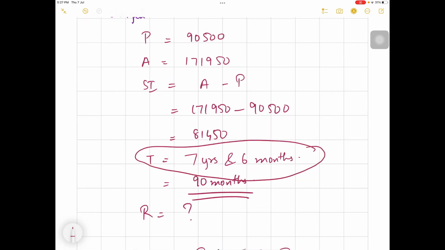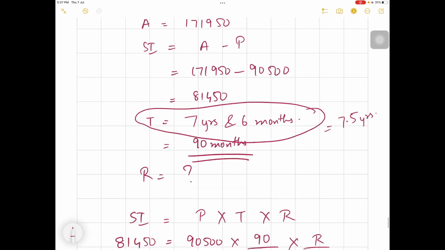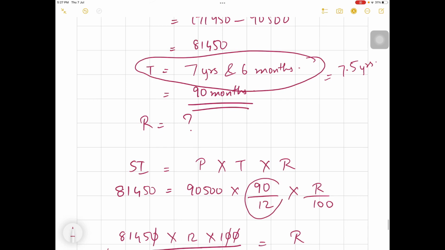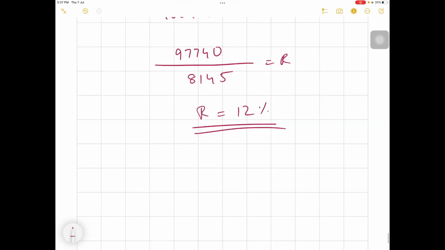Instead of converting this into months, you could have also done 7.5 years. So instead of writing 90 by 12, you could have written 7.5 also. It will not make any difference. The answer will be the same.